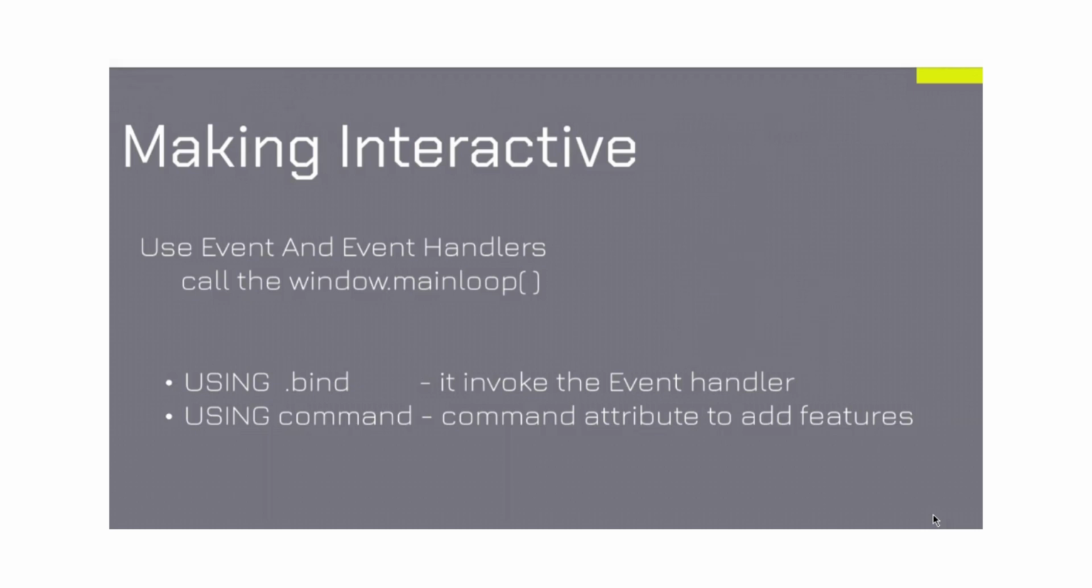How to implement it? By using two approaches: .bind and command. .bind is used to invoke the event handler if an event happens on a widget, so it is called anytime the event happens. The event handler is considered to be tied to the event. Then coming to command, every button widget has a command attribute that can be used to add a feature to it. The operation is performed once the button is pushed. These are the two methods to make it interactive.